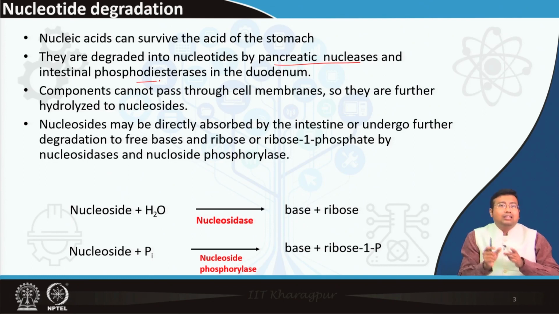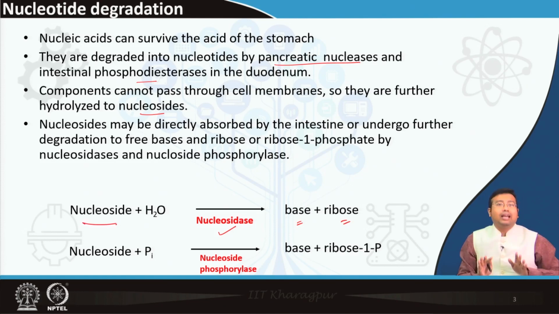However, since they cannot pass through cell membranes, the phosphate group is broken off further and they are ultimately turned into nucleosides. In the last class we already discussed nucleic acid chemistry: nucleobase, nucleotide, nucleoside. It is a very fundamental thing you should remember, both during synthesis and degradation. Next, nucleosides may be directly absorbed by the intestine or may undergo further degradation to free bases. Two enzymes mainly act on that. Number one, nucleosidase, which converts the nucleoside to free base and ribose sugar, the two things that make up a nucleoside.